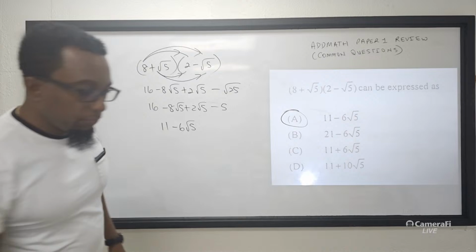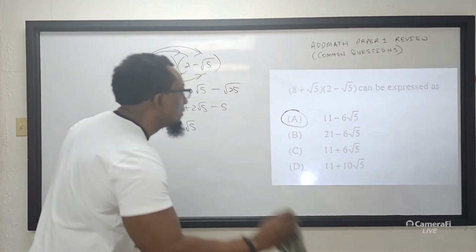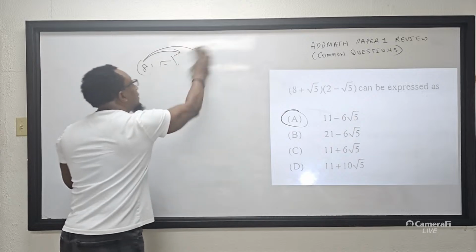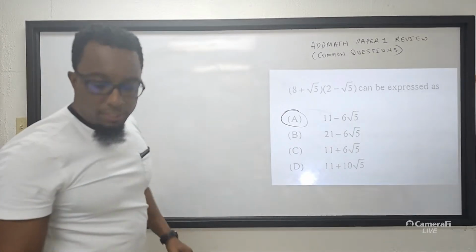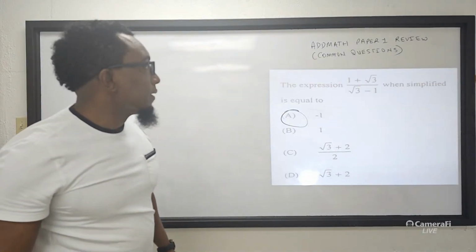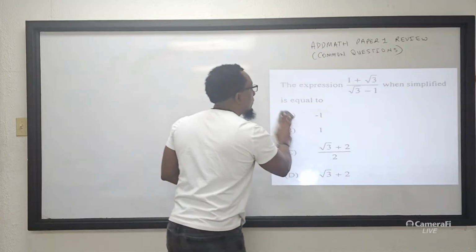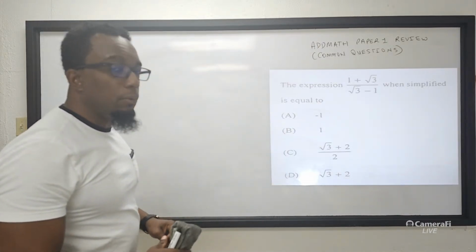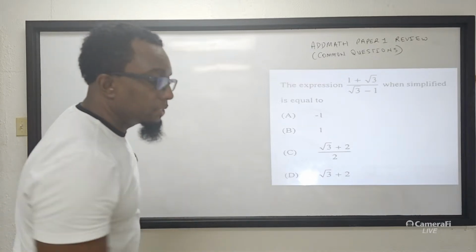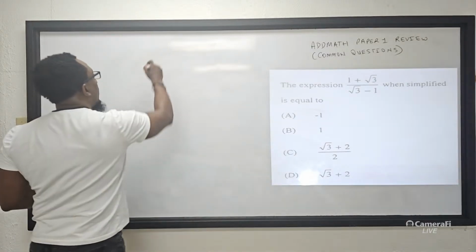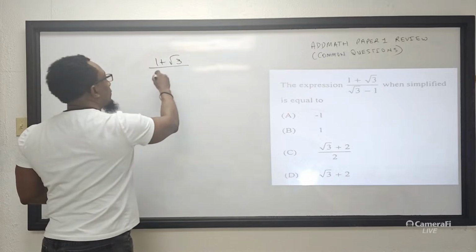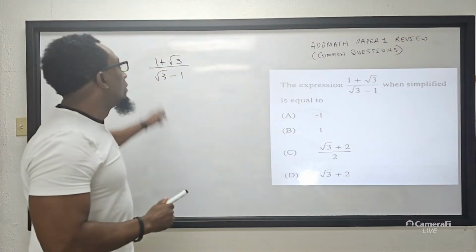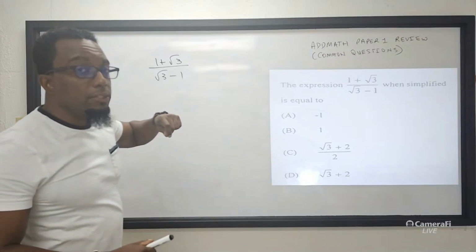Okay, so let's move on to the next. So, surds. We see a question on surds and how to treat with it, right? So, surds again. 1 plus the square root of 3 over the square root of 3 subtract 1. This can be simplified to be equal to what? So, we have 1 plus the square root of 3 over the square root of 3 subtract 1. Again, surds. We never work with a surd in the denominator of a fraction, so you have to remove it.